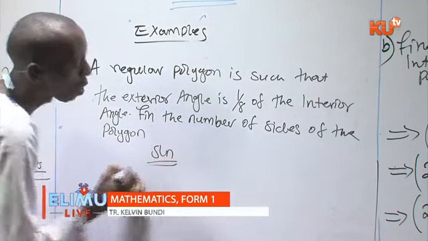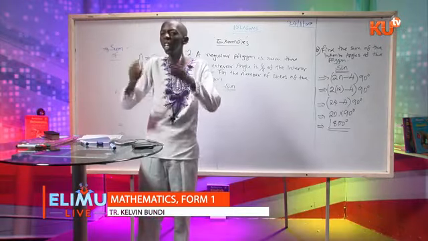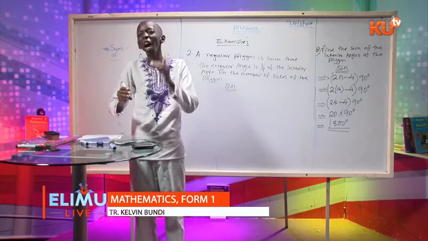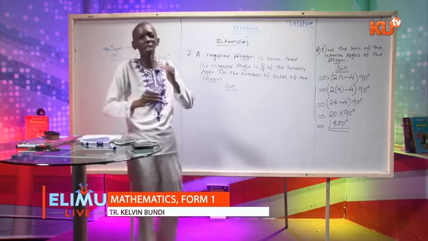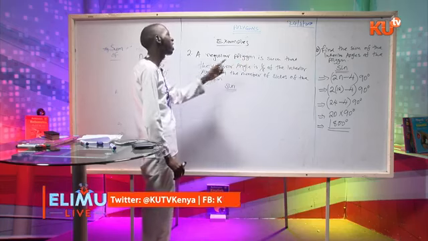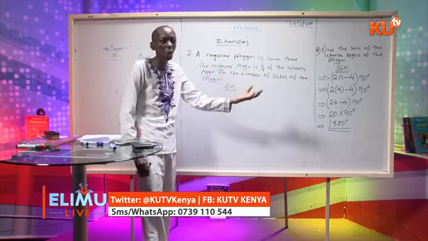Solution. So the most important thing in mathematics, my dear student, is to read the question keenly, step by step, as you solve step by step. A regular polygon is such that the exterior angle is 1/8 of the interior angle.